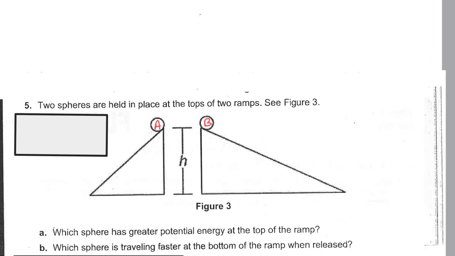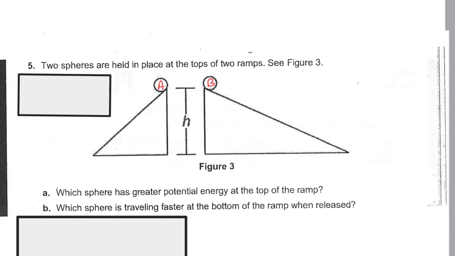So number 5 says 2 spheres are held in place at the top of the ramps. Letter A, which sphere has the greatest potential energy? So letter A and B, look at it and decide, and then I'll ask y'all to raise your hand for A or B to vote. So if you say letter A, raise your hand.